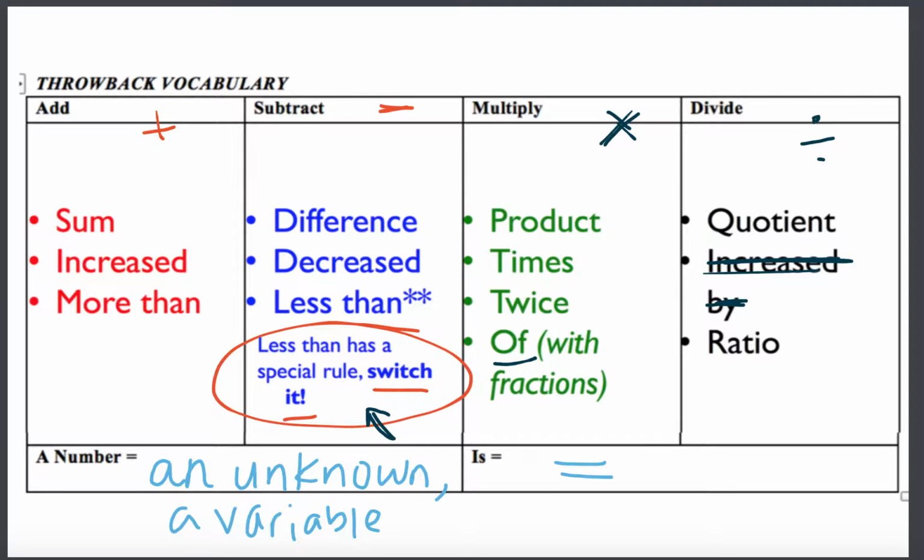Finally, we have 2 other phrases and words that we see in translation. When we hear a number, that means an unknown, which we use a variable to represent. And the word is in math means equals. Again, make sure you have all these notes written down, then press play to continue.